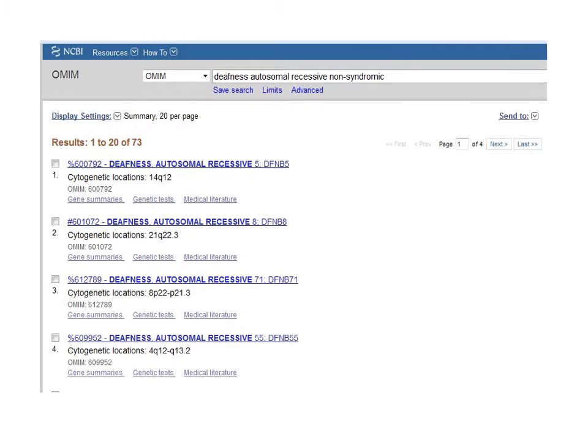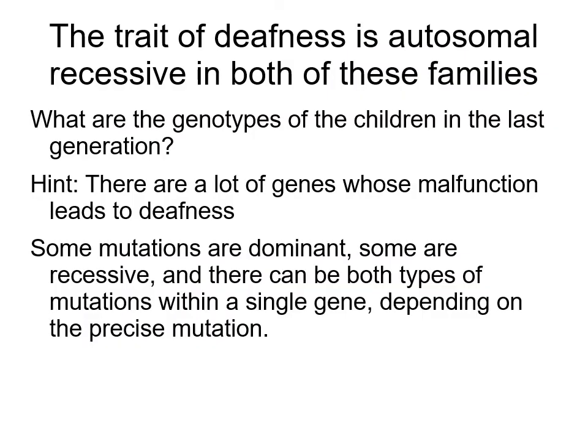Okay, so in the case of deafness, if you look at Online Mendelian Inheritance in Man, you'll find many, many different genes that have been identified as being necessary for normal hearing. And clearly the parents in our pedigree had mutations in different genes. Okay, so these are going to be recessive mutations, and if you look at the pedigrees, you can see that they're autosomal mutations.